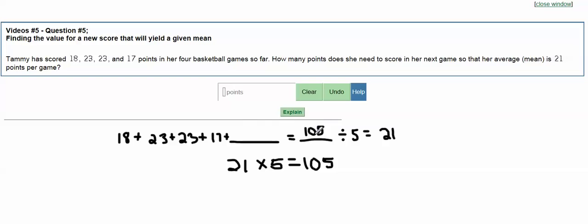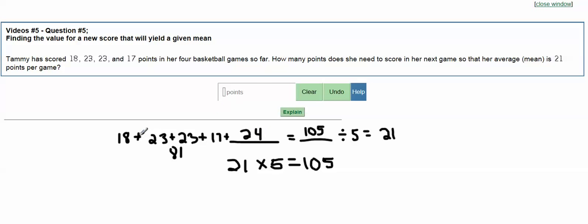She needs 105 points. She already has 17, 23, 23, and 18. So if we add those 4 numbers, we would see that she has a total currently of 81 points. In order for this to work out so that she can say, I average 21 points per game, we need all 5 of these numbers to equal 105. She already has 81 points. So if I did 105 minus 81, I would get 24.